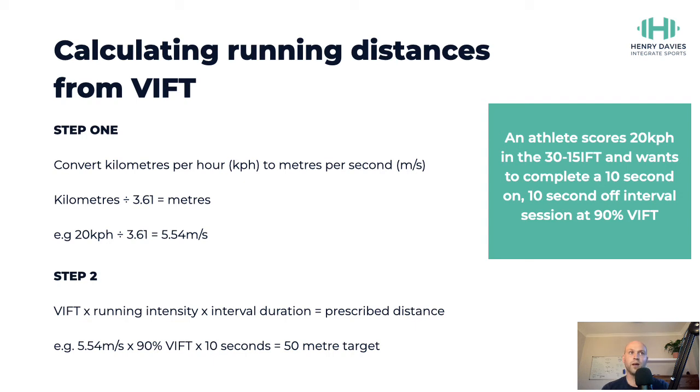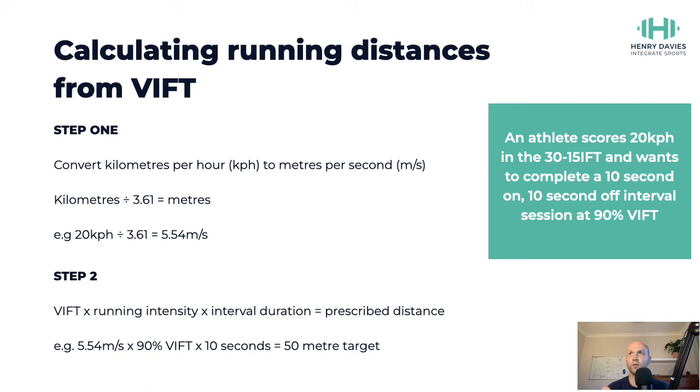Then step 2, you take that score and multiply it by the running intensity you want to work out, and then multiply that by the interval duration you're going to run for, and that is your prescribed distance. So an athlete who scores 20 kilometers per hour, which is 5.54 meters per second, is going to be running at 90% of their VIFT score for 10 seconds. So 5.54 times 90% times 10 seconds gives the athlete a 50 meter target in that 10-second period.